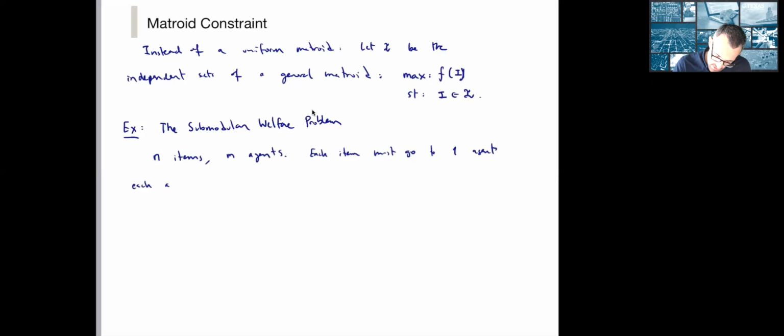So each agent receives between 0 and n items. So conceivably we could allocate all of the items to just one agent. And the key assumption, which is the word submodular in the name of the problem, is that the utility of each agent is a submodular function.